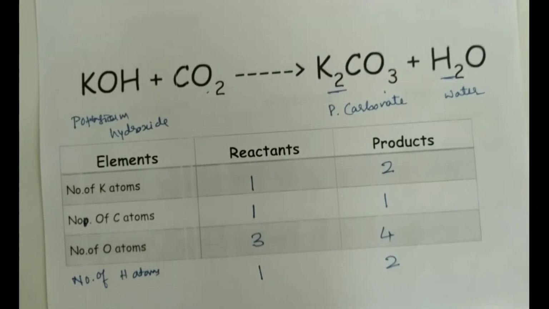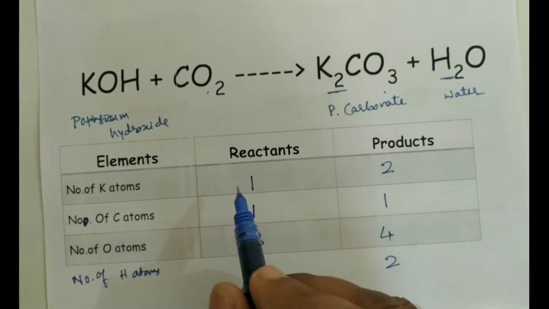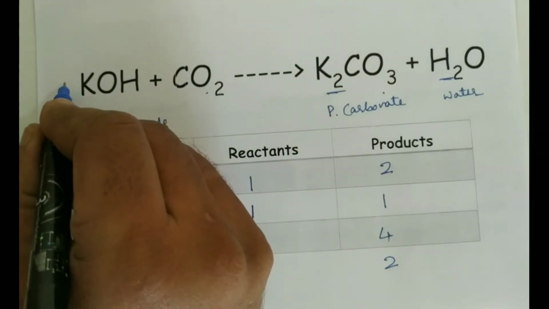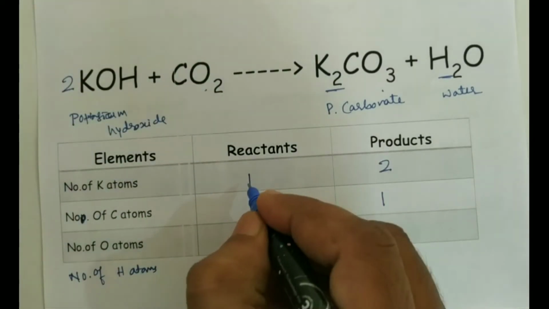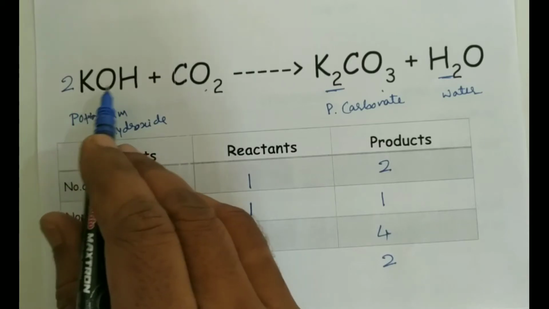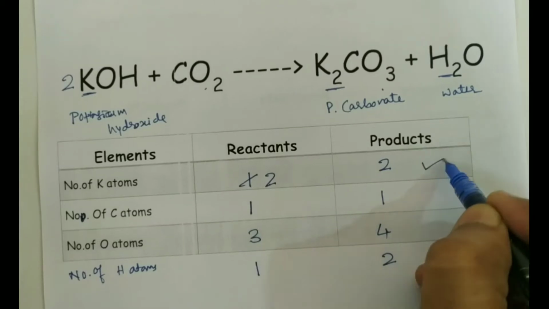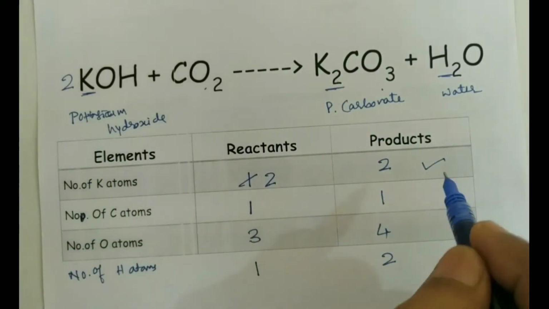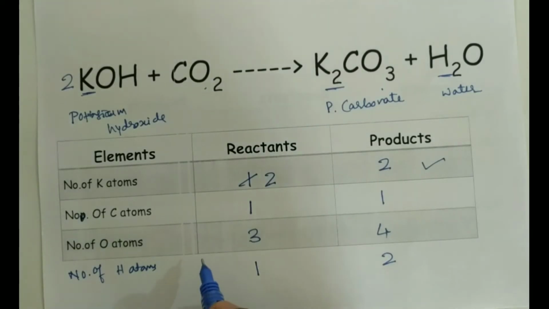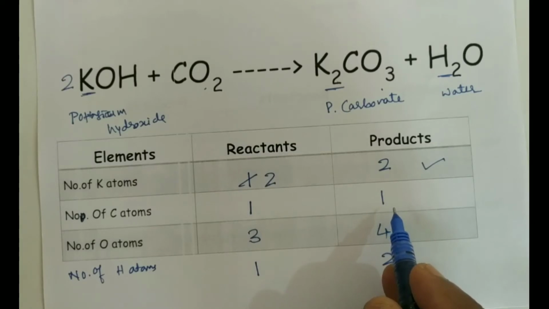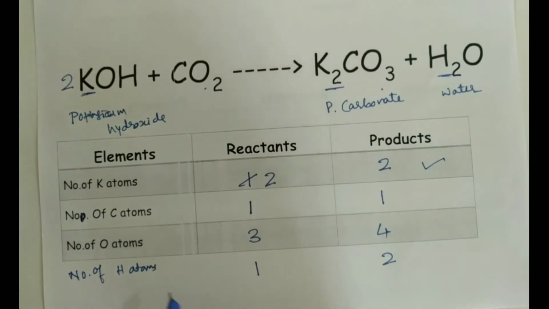And how to balance it? First we will balance the potassium. So balance it by writing 2 as a coefficient for KOH. When I write 2, the K atoms become 2. So on both sides the potassium is balanced, because here also 2 is there. Now the number of carbon atoms: here it is 1, there also it is 1, no need to balance it. Again, the oxygen atoms, let it be. And the number of hydrogen atoms, check first.